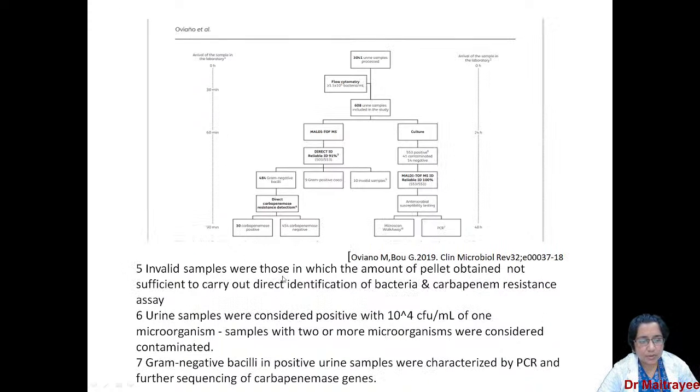The invalid samples were those in which the amount of pellet obtained was not sufficient to carry out direct identification of bacteria and carbapenem resistance assay. Urine samples were considered positive with 10^4 CFU per ml of one microorganism. Samples with 2 or more microorganisms were not considered in the study, as they were considered contaminated. And these results obtained through MALDI-TOF were further confirmed by PCR and sequencing of carbapenemase genes.